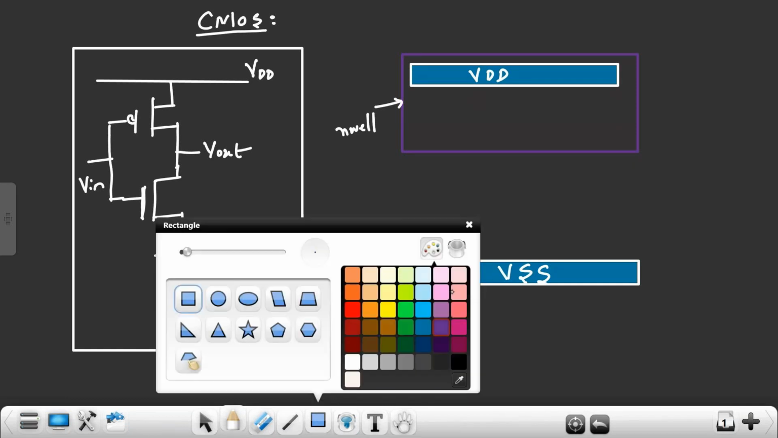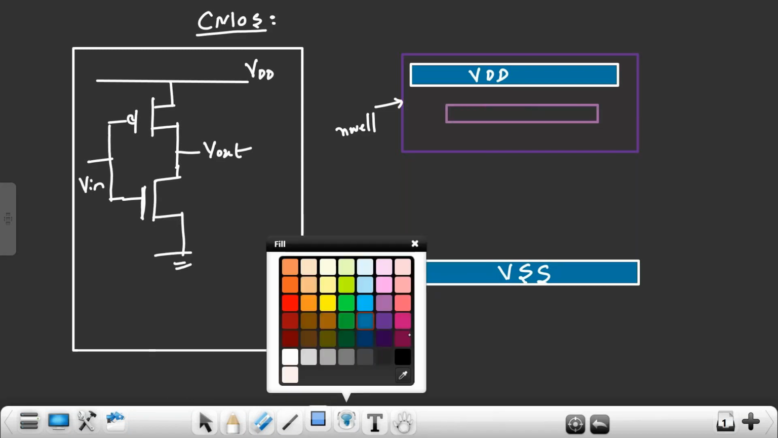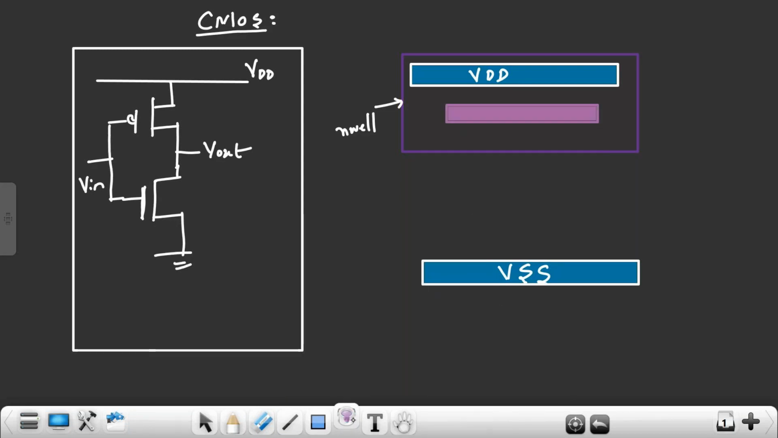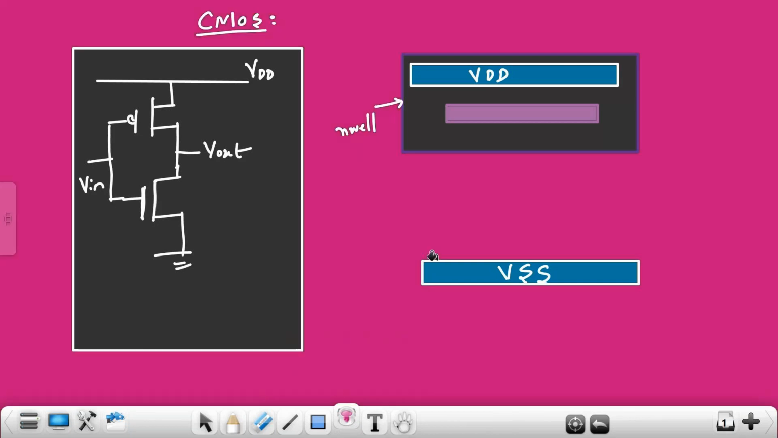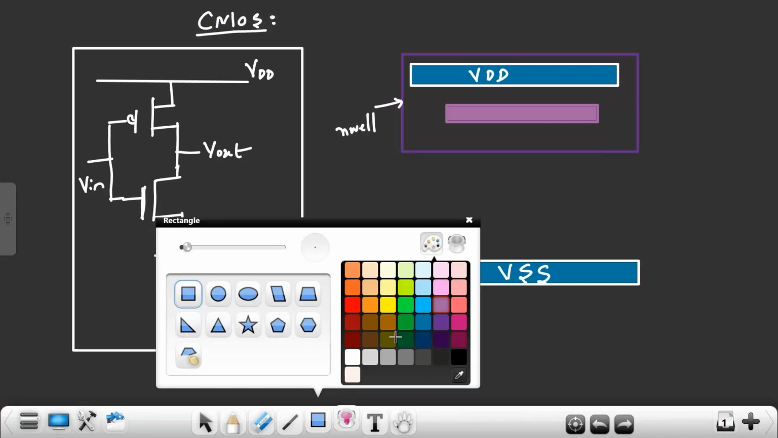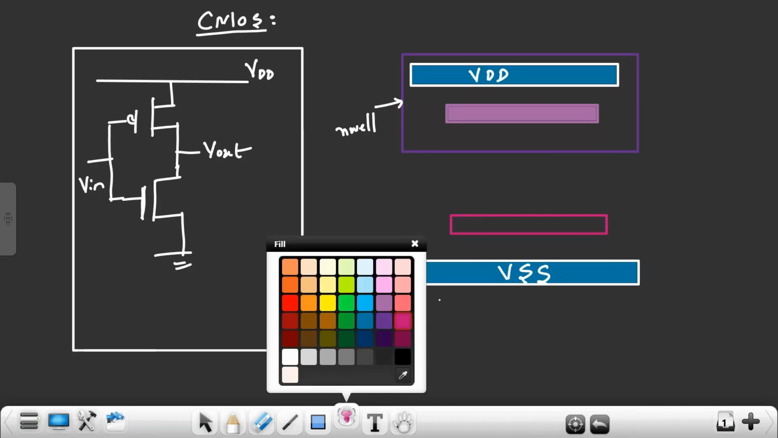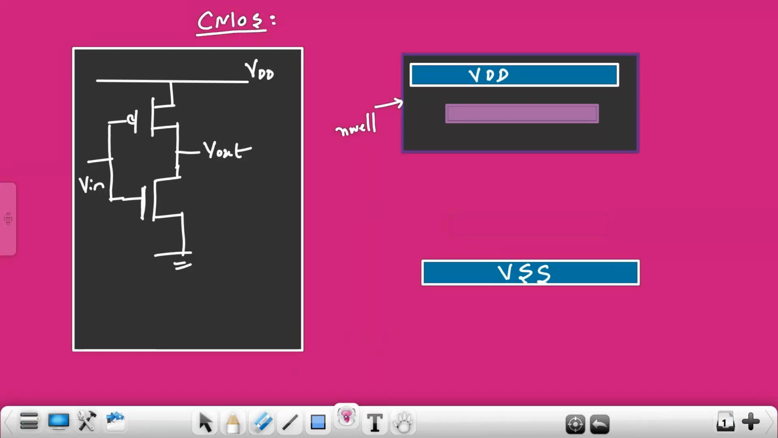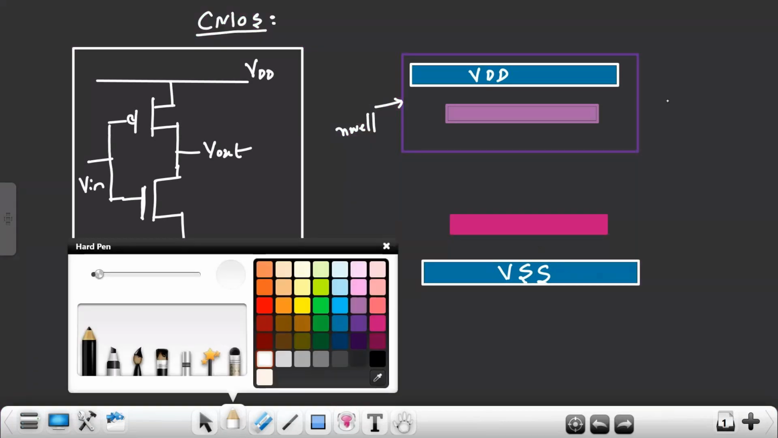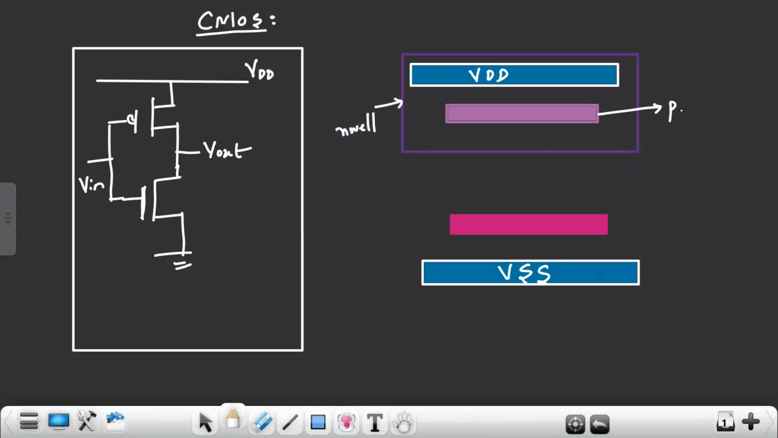So after that, I have diffusion. What do I have? P plus diffusion, and I have N plus diffusion. This is P plus diffusion. P plus diffusion is used to form source and drain. N plus diffusion is to form what? Source and drain of NMOS. P plus diffusion is used to form source and drain of PMOS.